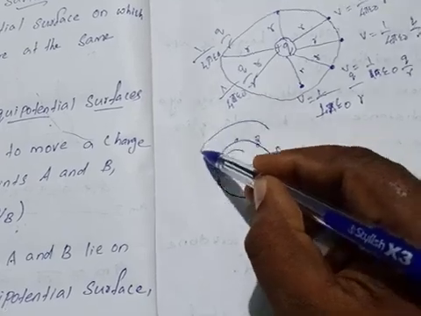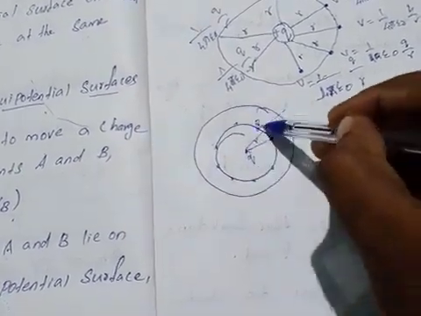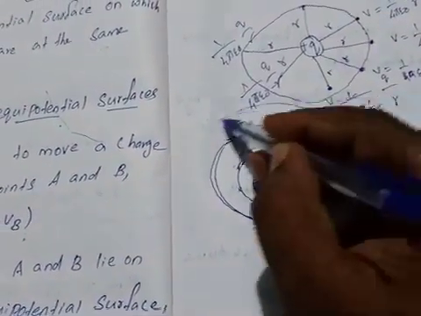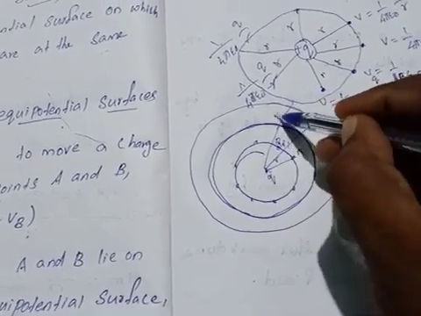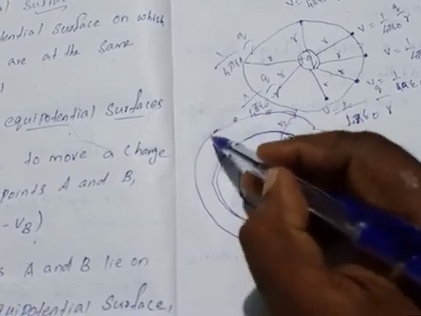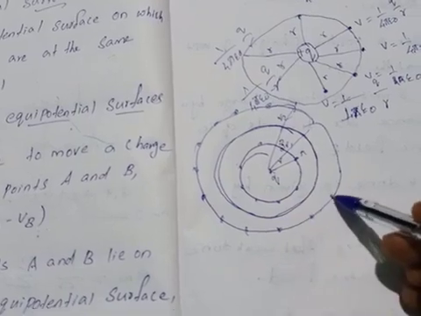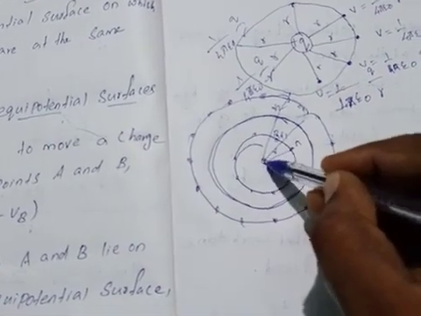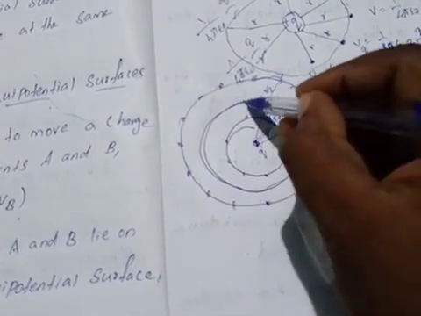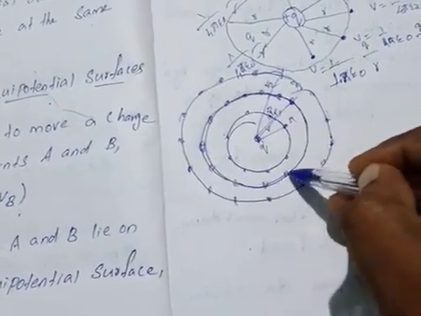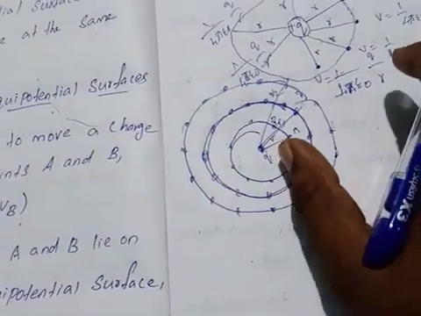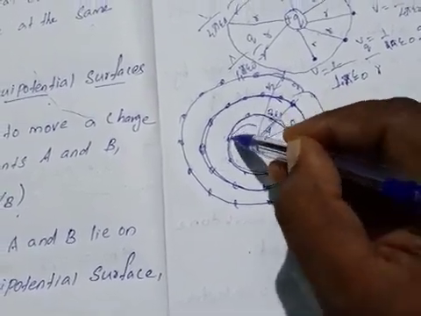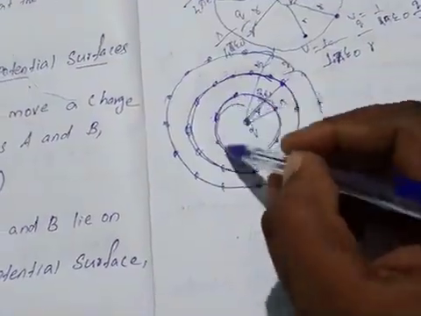Now if you place another surface at a distance R1, on this surface everywhere the potential will be the same. If you keep another surface at some distance R2, then at all the points on this surface the electric potential will be V equal to 1 by 4 pi epsilon 0 Q by R. For all the points on this surface there will be equal potential.